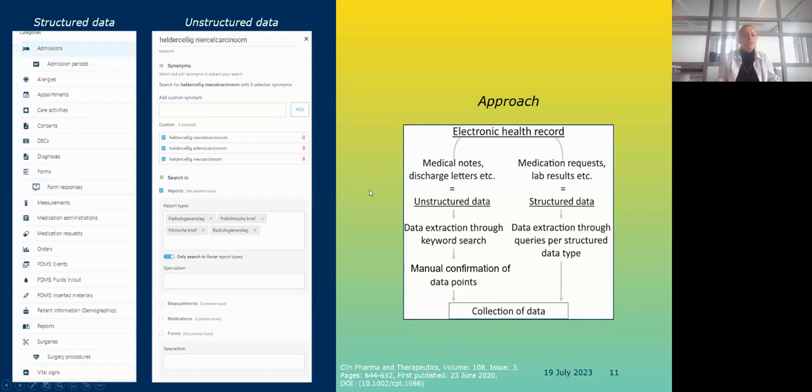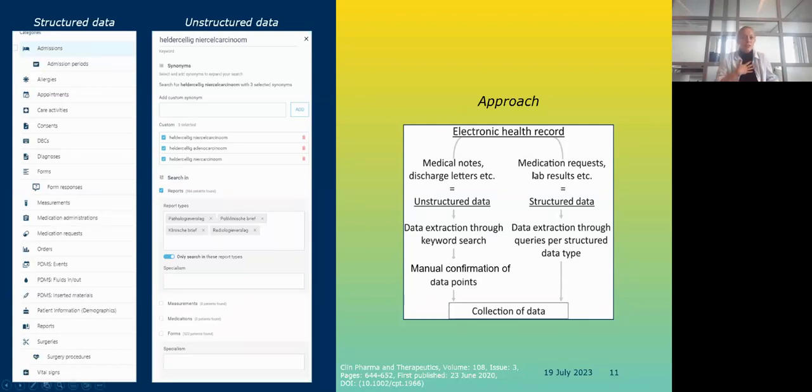So this is our approach for if we wanted to have data from medical notes or discharge letters, etc. Those are all unstructured data. And we did data extraction through a keyword search. So we used specific terms, and I will show that in a minute. We could actually see the sentences or parts of text where the words popped up, and you could see, hey, does it actually mean what I was looking for? So I did this for everything and decided we need to do a manual confirmation.